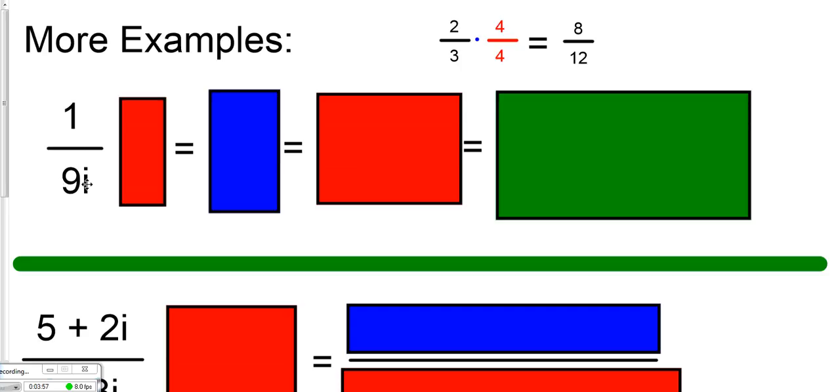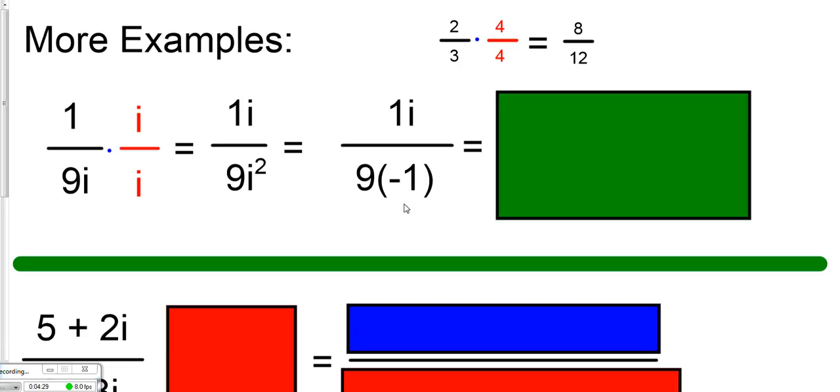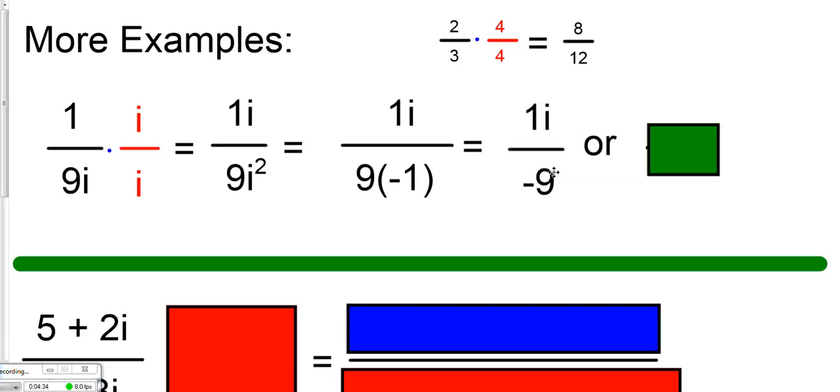1 over 9i. Now remember, i is a square root. It's the square root of -1. And we can't leave a square root in the denominator. So we also can't leave i in the denominator. So to get rid of i from the denominator, we're going to multiply the top and bottom by i. When I do that, 1 times i is just i. 9i times i is 9i squared. Now again, remember, i squared is the same as saying -1. So 9 times -1 would be a -9.